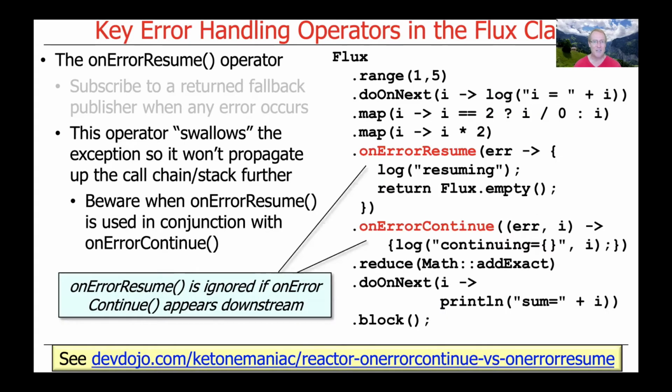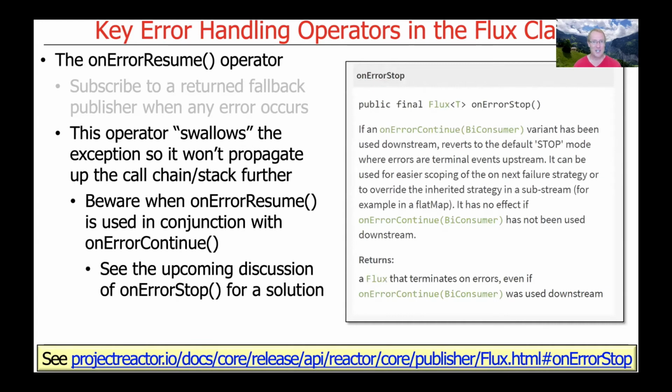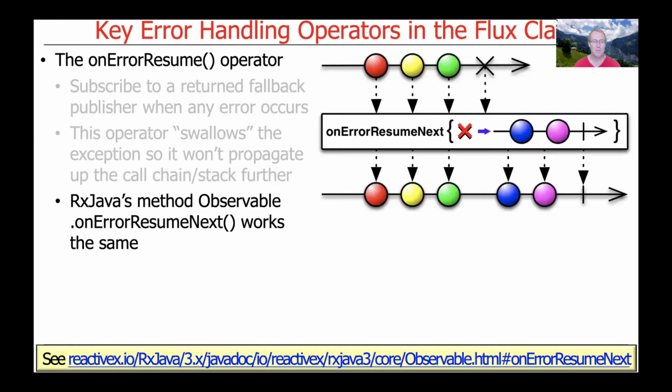Beware again that if you have onErrorContinue occurring after onErrorResume in a stream, then onErrorResume will be ignored. Basically, onErrorContinue will take precedence over onErrorResume. So be careful. It's a very, very subtle problem. There's a nice link at the bottom of the slide that talks about this in more detail, and it's worth reading it and trying out some of the examples because they're very insightful. We'll talk again in just a minute or two about onErrorStop and how that can be used to overcome this precedence issue with onErrorContinue when it's compared with onErrorResume.